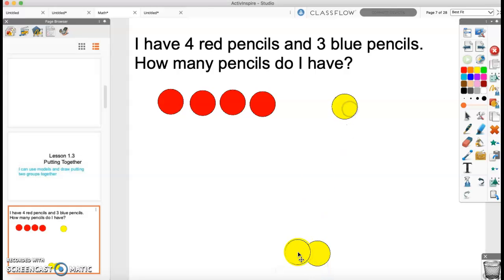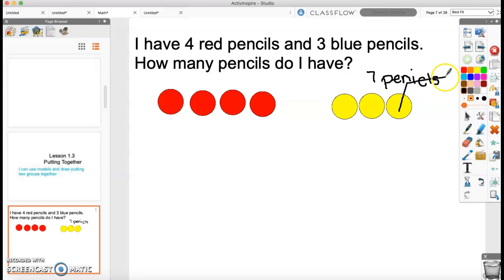I have 1, 2, 3 blue pencils. So I have 1, 2, 3, 4, 5, 6, 7. I have 7 pencils altogether. But now I also need to be able to draw what my model shows.